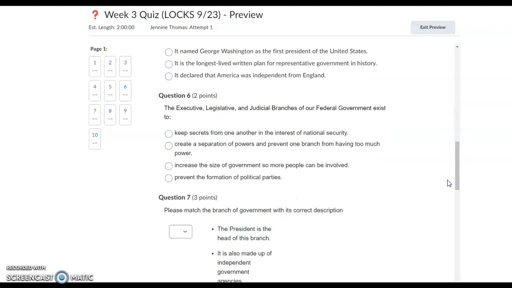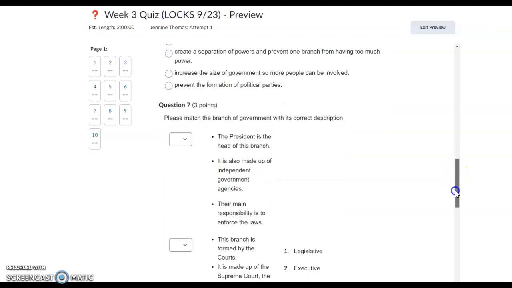Question 6. The executive, legislative, and judicial branches of our federal government exist to A, keep secrets from one another in the interest of national security, B, create separation of powers and prevent one branch from having too much power, C, increase the size of government so more people can be involved, or D, prevent the formation of political parties.